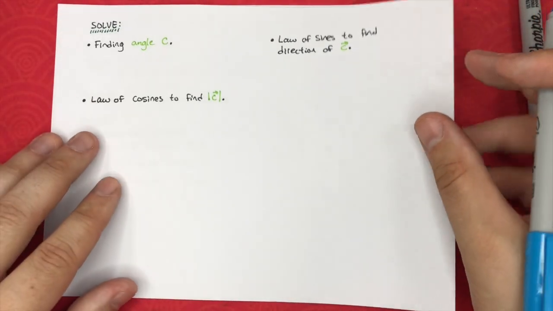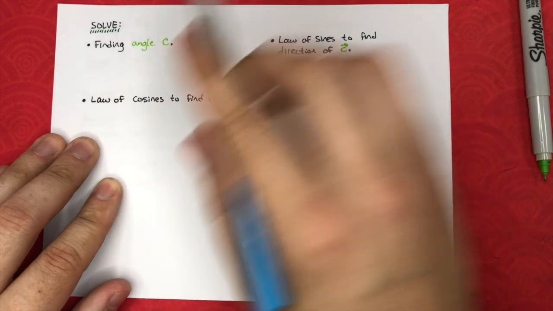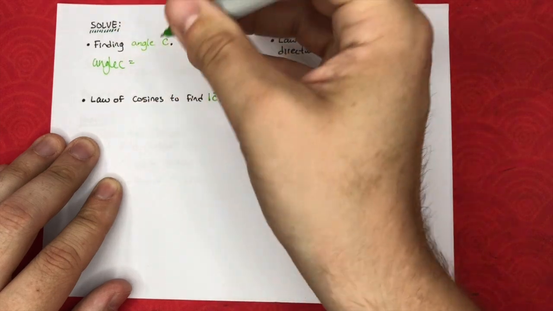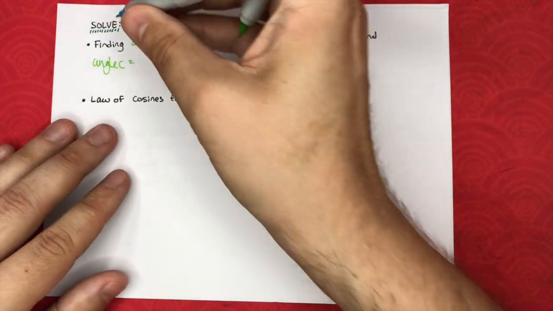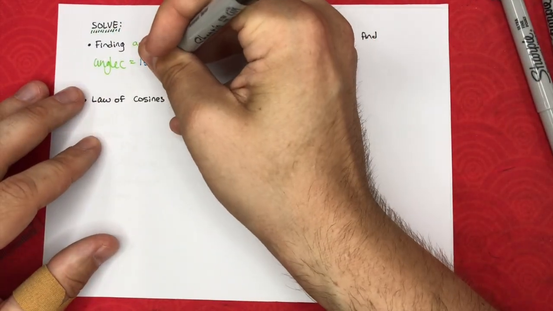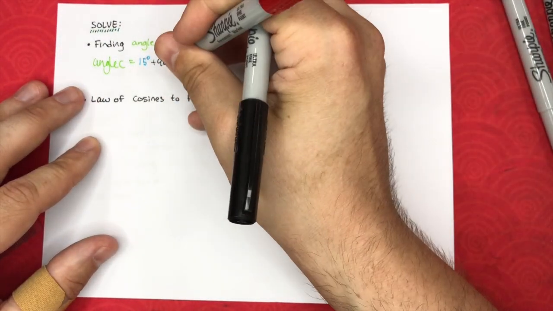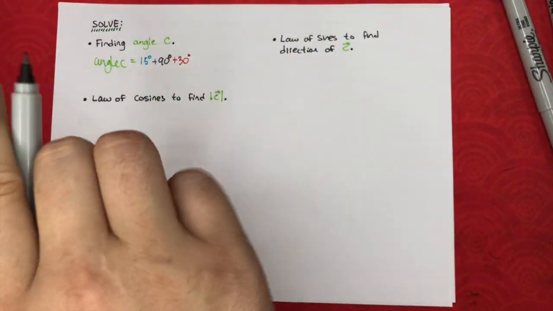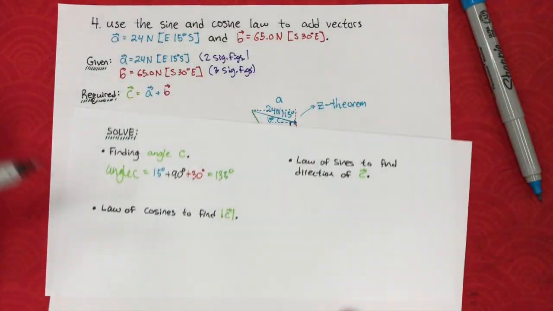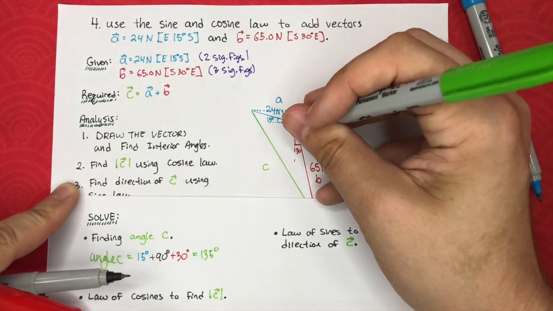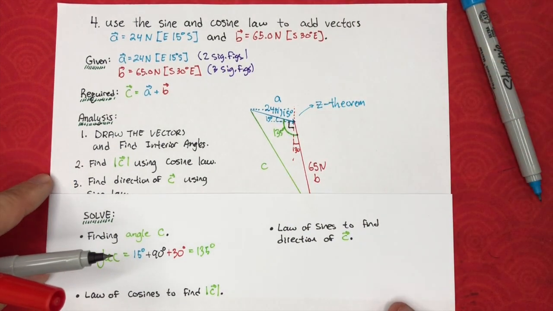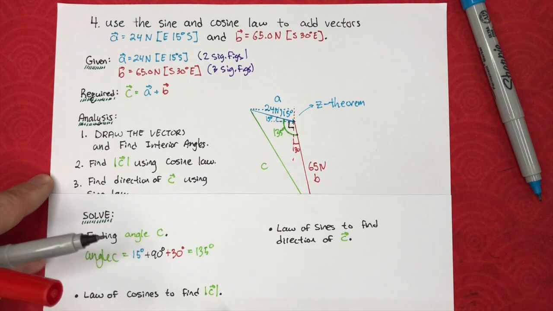So when I go over to my solve step, how do I find the angle C? Well, the angle C is going to be equal to that 15 degrees that we had, plus the 90-degree angle, plus the 30-degree angle, to give us a total sum of 135 degrees. So if you go back to our diagram here, this angle right here is 135 degrees. Great. So this is all the information we need to know in order to use the law of cosines.